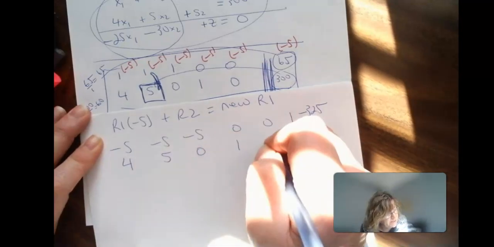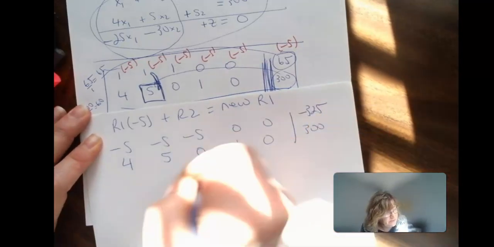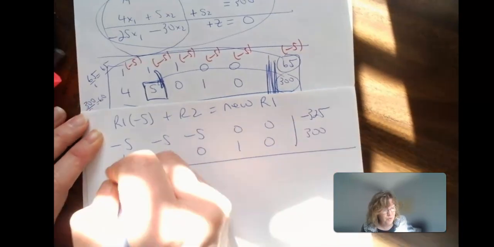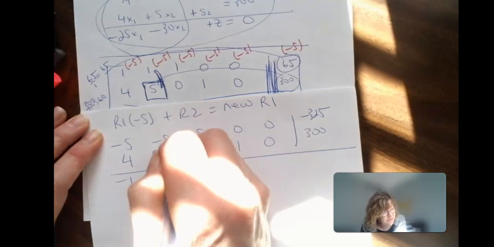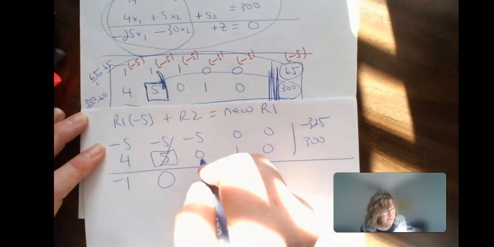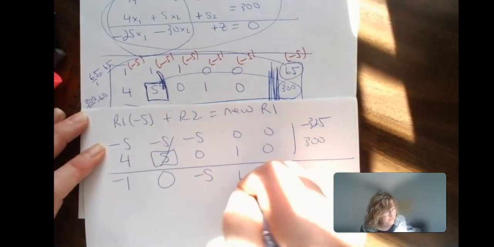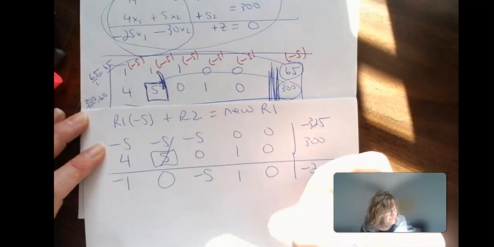So I have 4, 5, 0, 1, 0, 300. And I'm going to add to get a new row. So there's my pivot. So -1, these should cancel and get 0, which is good. Money, debt: -5, 1, 0, -25.